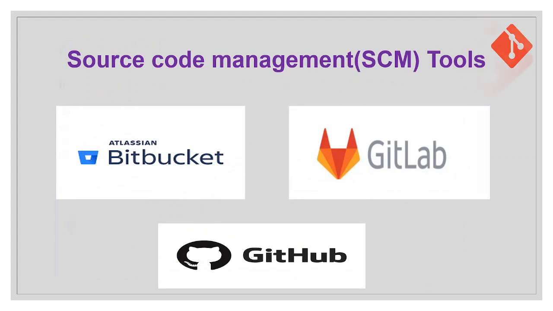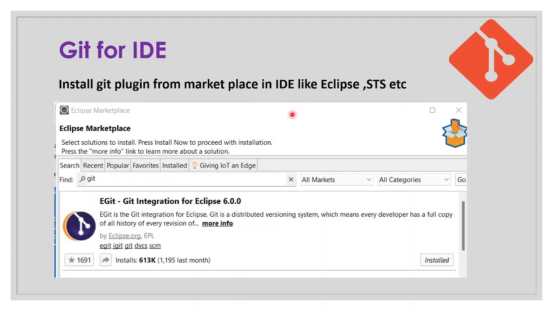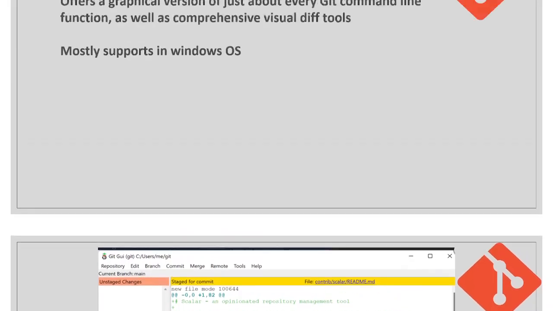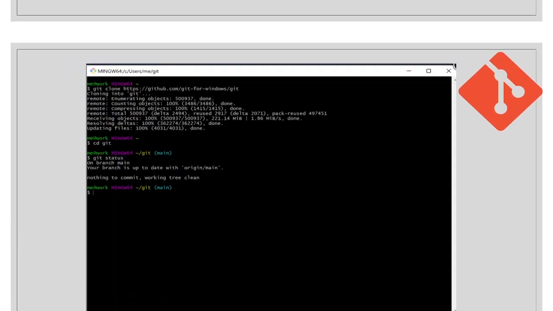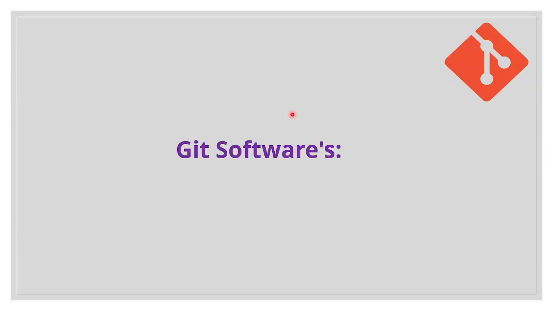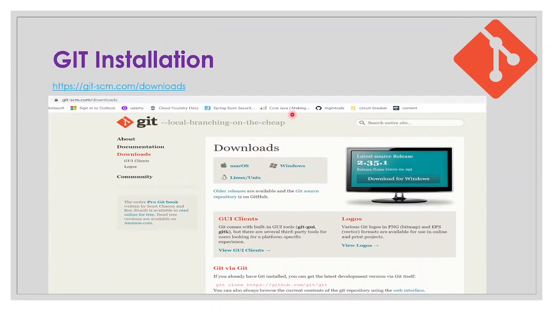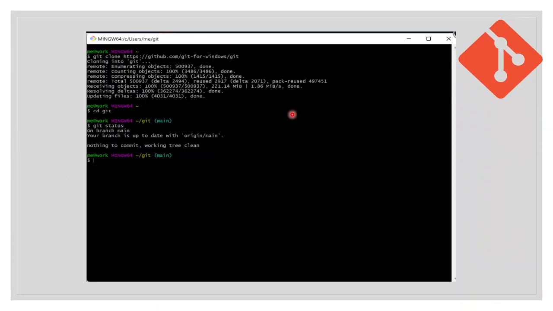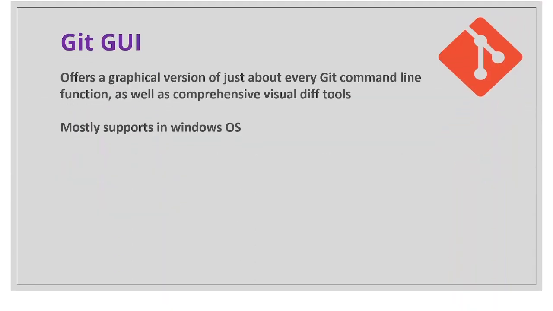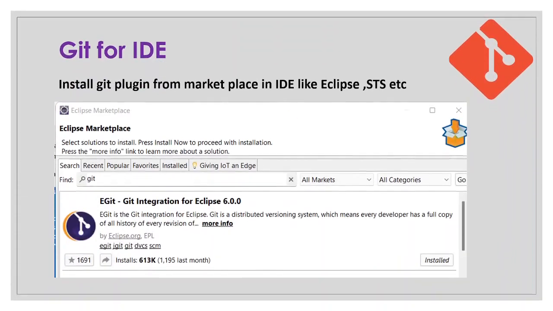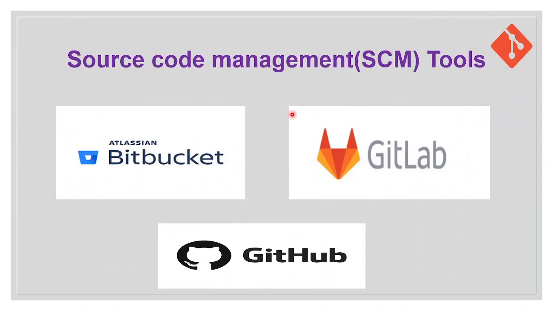If you are good with the installation part, we'll move further. There is a straightforward way: you can directly download from this website and install the Git software. And in Eclipse, you can add this plugin from the Marketplace.